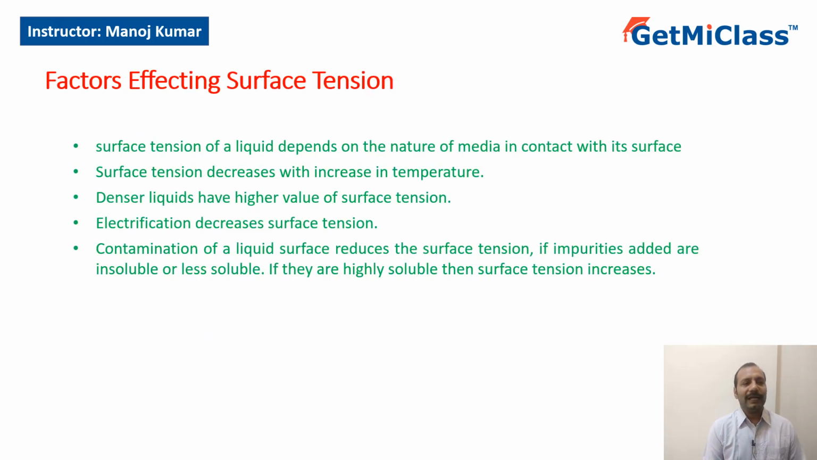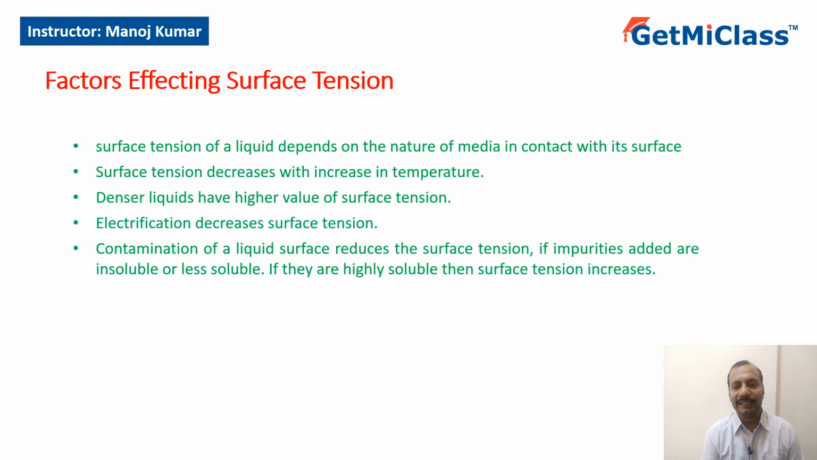Now let's look at the factors that affect surface tension. Surface tension of a liquid depends on the nature of the media in contact with its surface. So it's not necessary that water will have the same surface tension with every other object. Water with iron might be something else, water with glass might be something else, water with ebonite might be something else. The next thing is surface tension decreases with increase in temperature. As the temperature of the system or surroundings increases, the effective surface tension decreases.